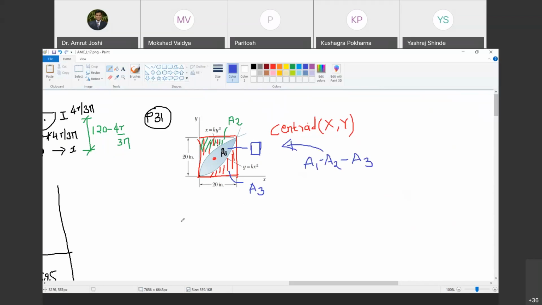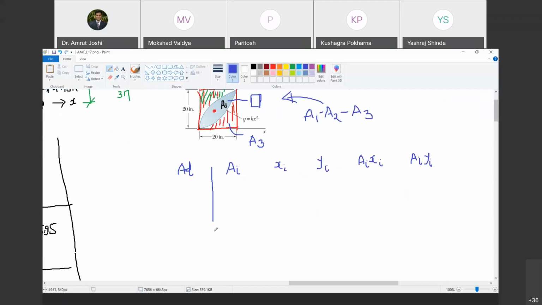So quickly we will wind up this problem. For the table, I am going to write area designation, then Ai, then xi, then yi, Ai xi, Ai yi. Happy? Yes, sir.